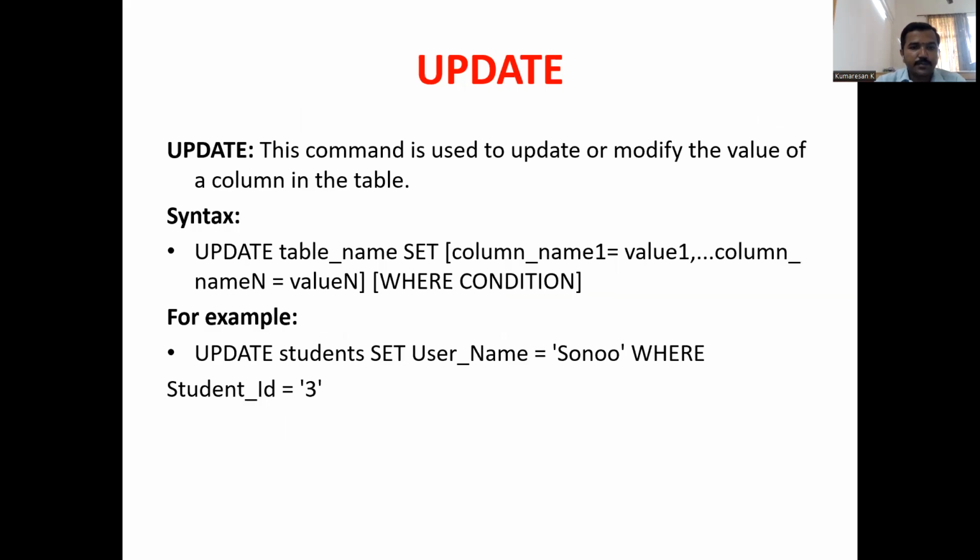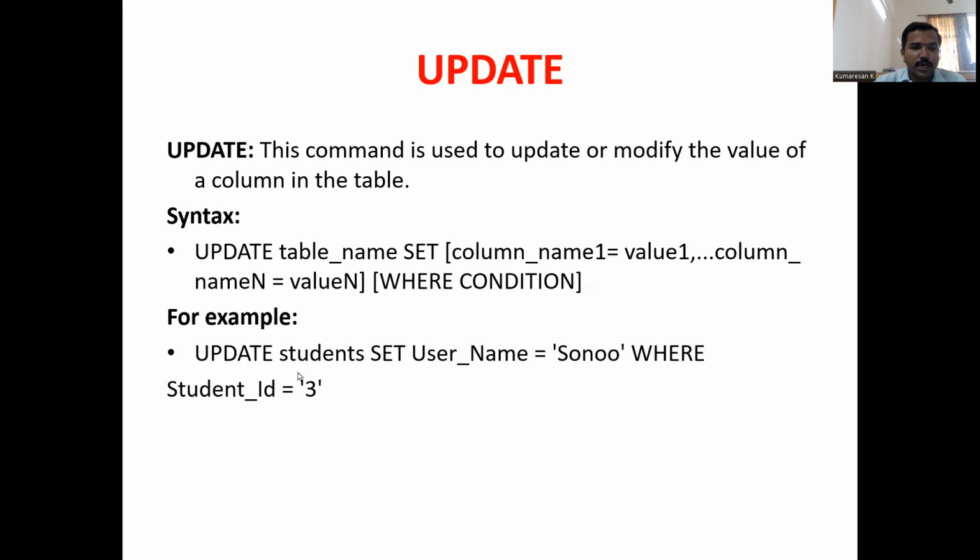And the next one is update. This command is used to update or modify the value of a column in the table. So we only have to modify the column value. The syntax is update table name, set, which is also a keyword, and then column_name1 is equal to value 1, up to column_name n equal to value n, where we are using a condition, the where condition.